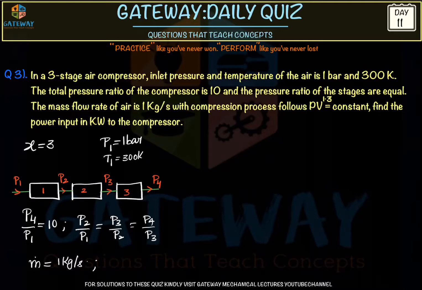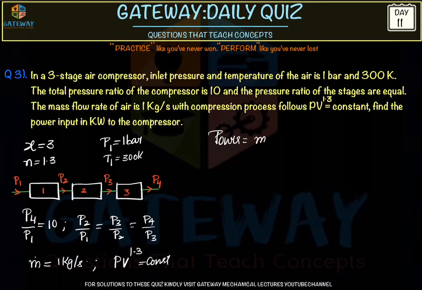The compression is following a polytropic process of PV power 1.3 is equal to constant. So the n value is equal to 1.3. We need to calculate the power input. So always we know the power is nothing but mass flow rate into work input, or the work net. In fact, we'll call it work net.